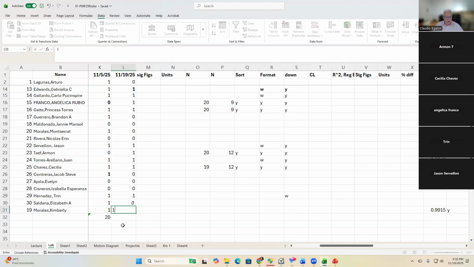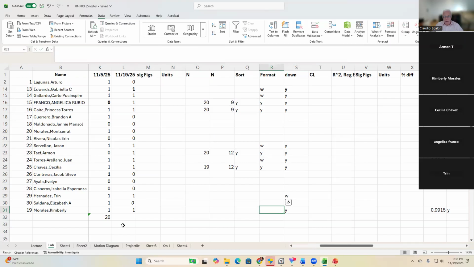Kimberly Morales. Kimberly's here. Did you download your spreadsheet, Kimberly? Yes. Did you format the numbers in the table? Yes. Did you sort them out? Yes. How many numbers do you get between plus and minus sigma? 13. Okay, 13 is 65%. That's good. What about plus and minus 2 sigma? 20. Okay, 100%. And then you can work on the units and the sig figs.